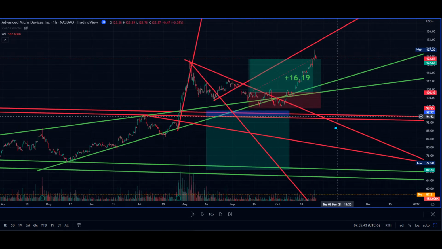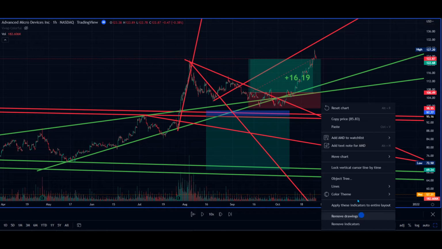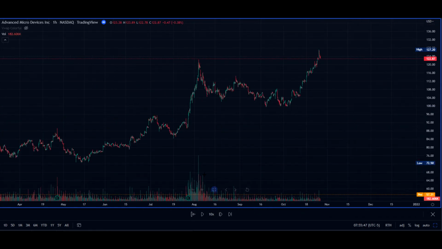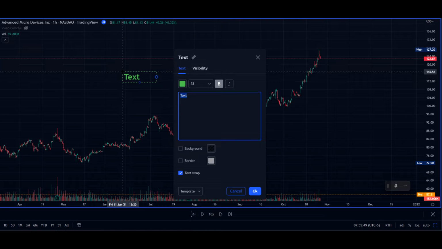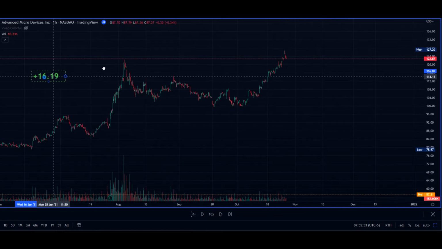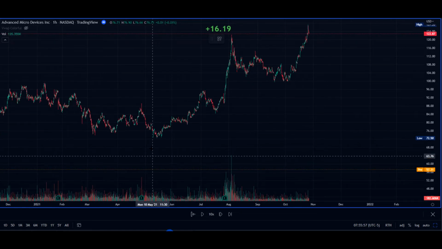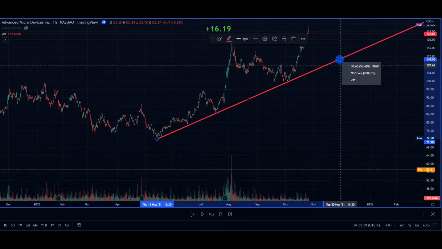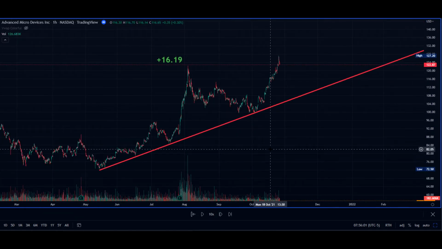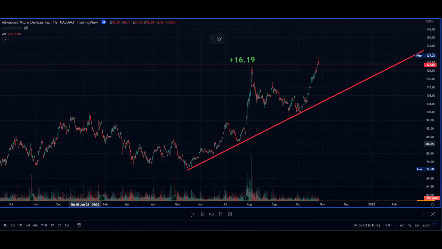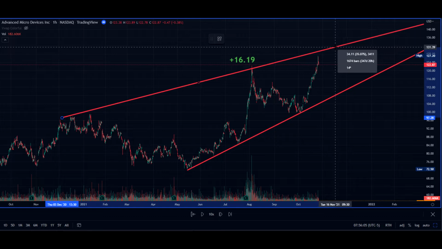All right. Let's start fresh with the 16.19. Let's see what it's given us now. It looks like it's given us something here. This trend line. So really far away from this trend line now, we could expect it to come back and retest.